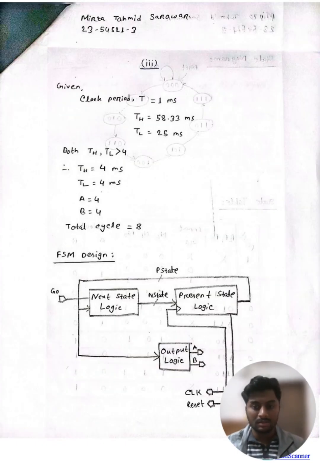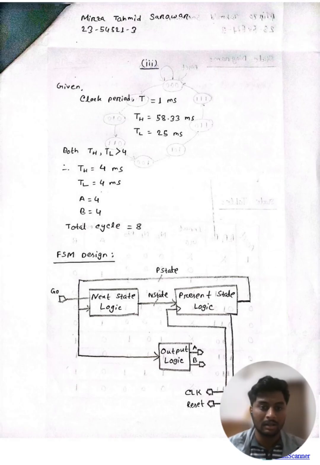Okay, so let me talk about the purpose of the FSM. The purpose of the FSM is to generate precise timing control for outputs A and B. So I designed a finite state machine. The finite state machine outputs A for high time milliseconds and B for low time milliseconds, which is TH and TL.